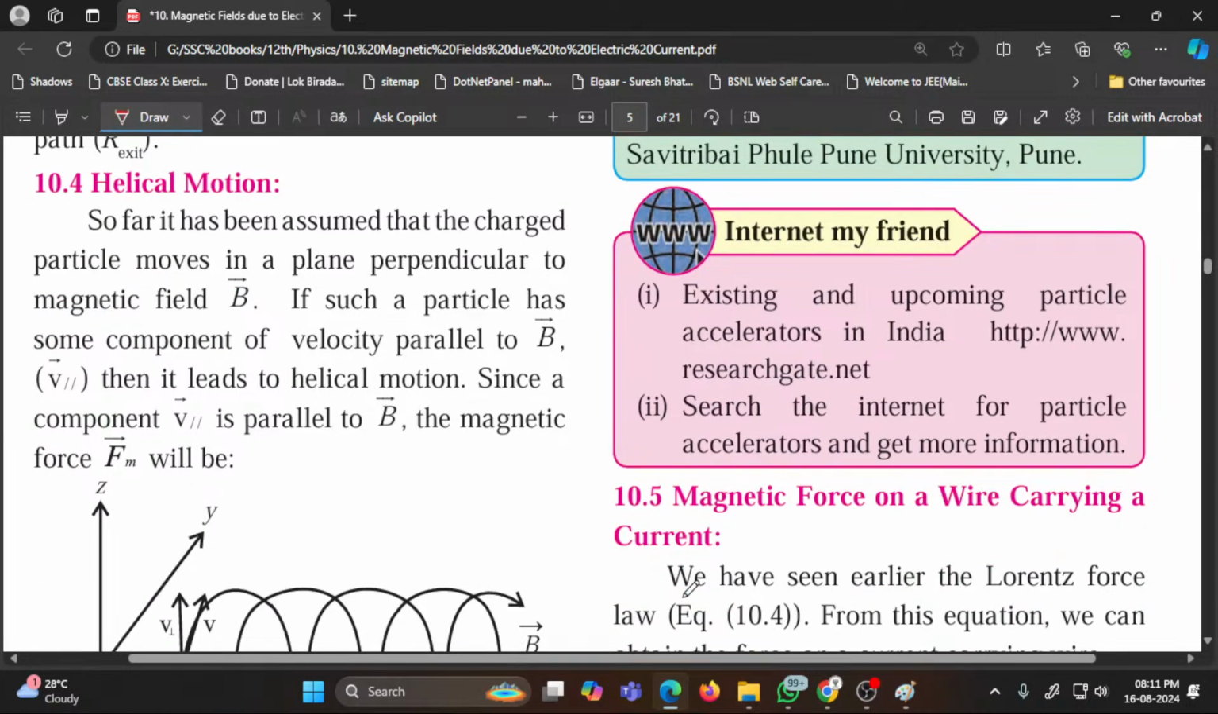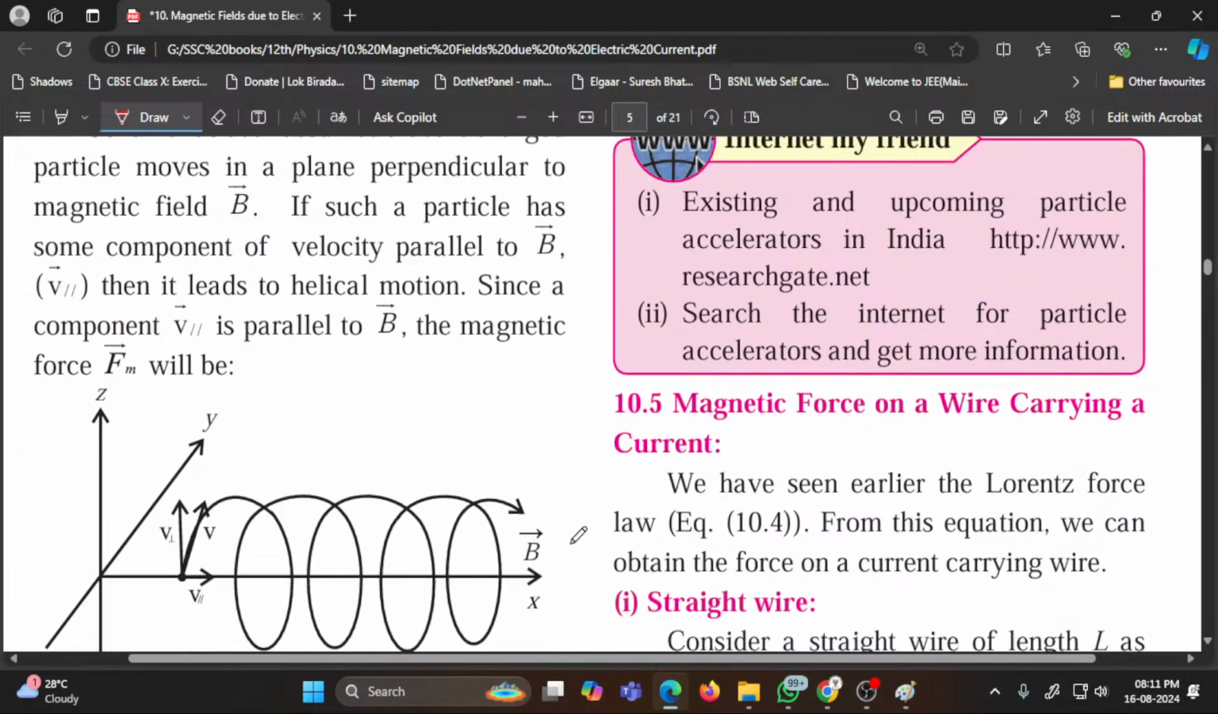Helical motion. So far we have assumed that the charged particle moves in a plane perpendicular to the magnetic field. If such a particle has some component of velocity parallel to B bar, until now we considered that B bar and v bar are perpendicular to each other, but if a component of velocity is in the direction of B bar, then it will lead to a helical motion.